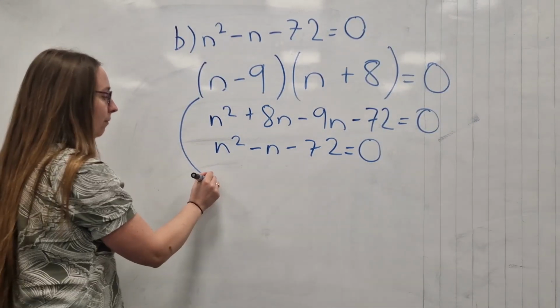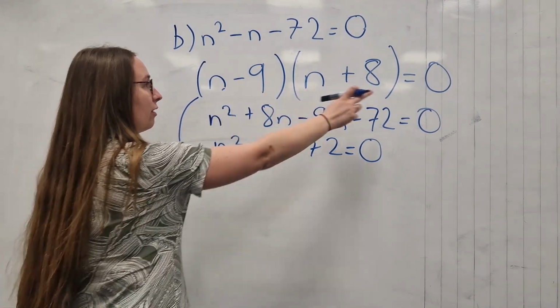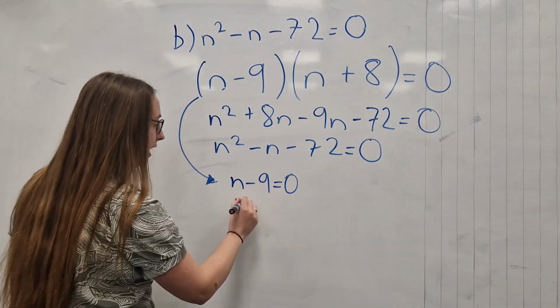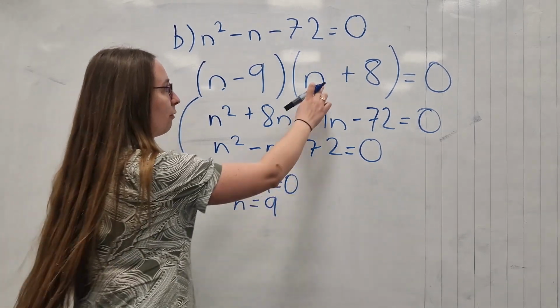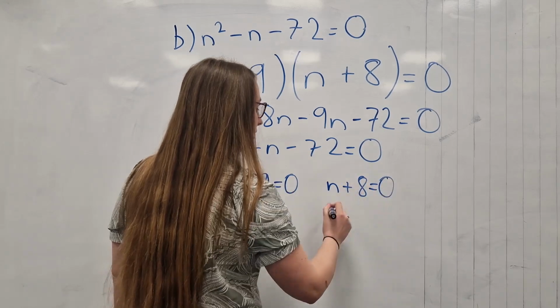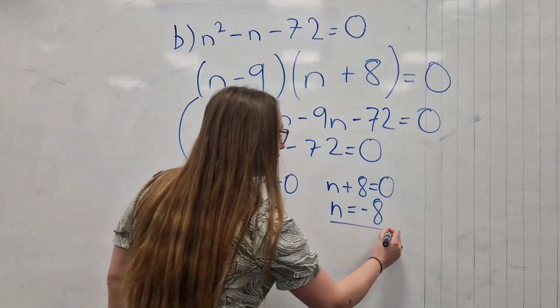So from here, we know that we've got two solutions. We've got n minus 9 is equal to 0, which gives us n equals 9. And we've got n plus 8 is equal to 0, so n must equal negative 8. And these are our two solutions.